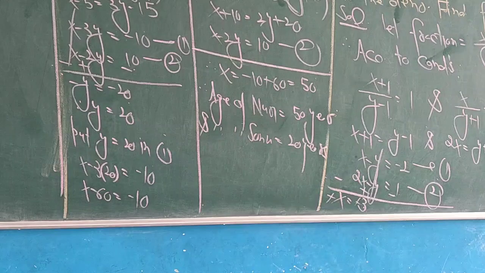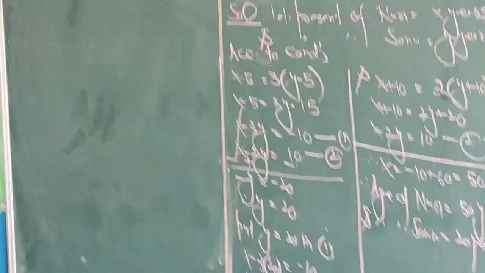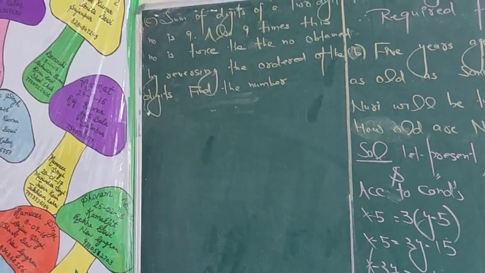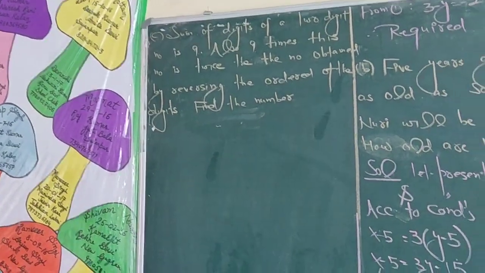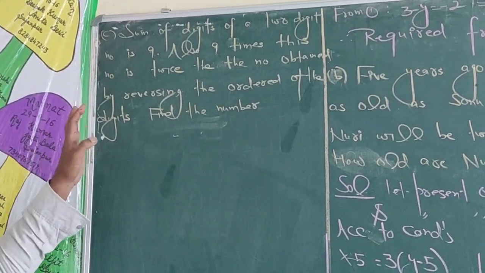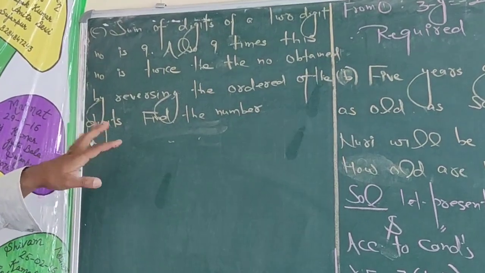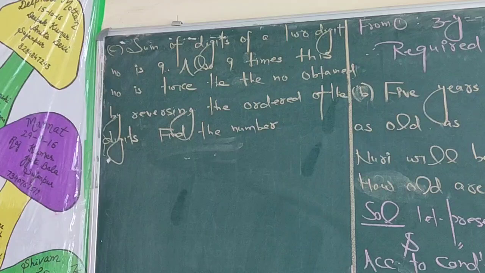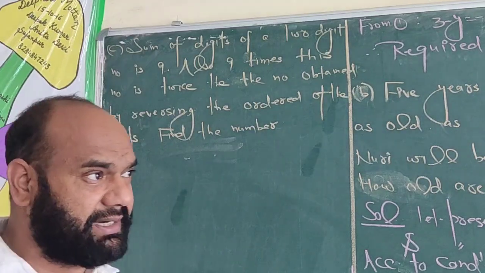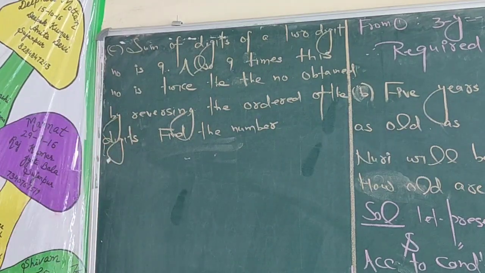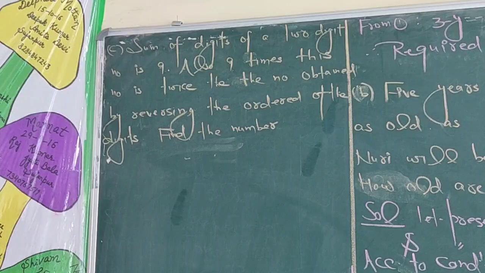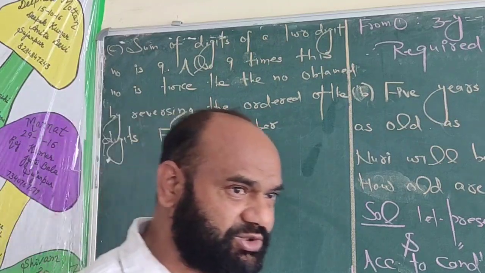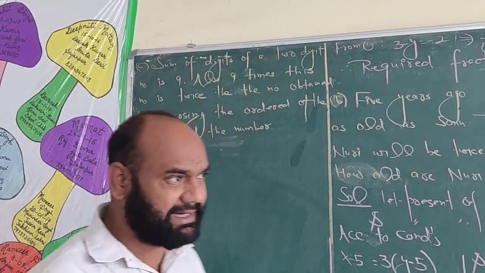Now its third part: the sum of digits of a two-digit number is 9. Also 9 times this number is twice the number obtained by reversing the order of the digits. Find the number. In this question it is given that the sum of digits of the two-digit number is 9. So to find the two-digit number, first of all we assume its unit digit as well as its tens digit.